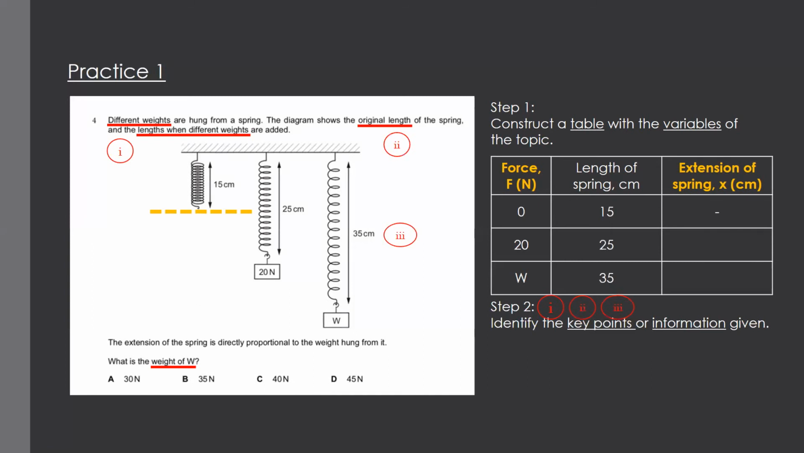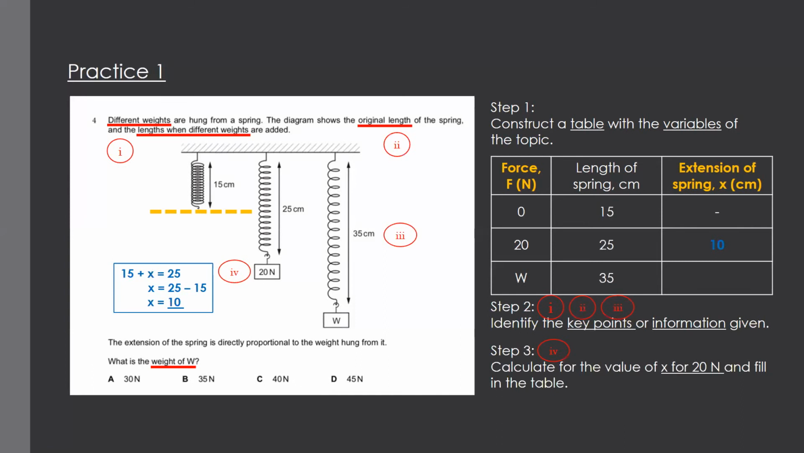Now, we can calculate the extension of spring for the weight 20 Newton. Original length of 15 cm plus x, we get 25 cm. So, the extension should be 10. Next, we determine the extension for spring with load W. Simply, it is 35 minus 15, so we get 20 cm. Remember, we must always subtract the length of the spring after stretched by load with the original length of the spring.